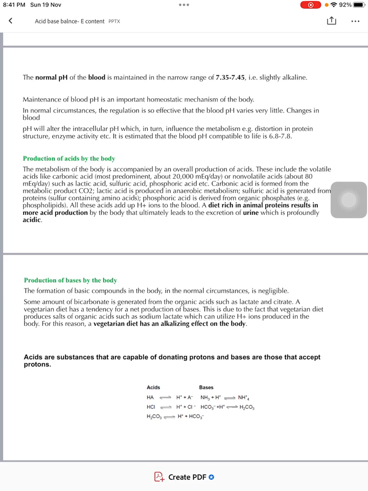A diet rich in animal proteins results in more acid production by the body, that ultimately leads to the excretion of urine, which is profoundly acidic.